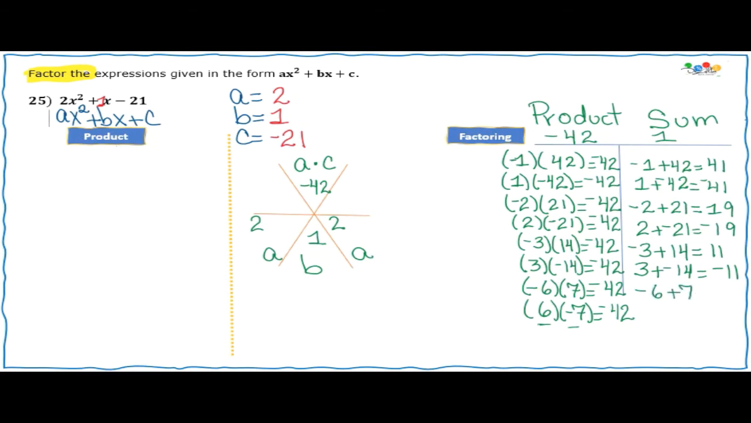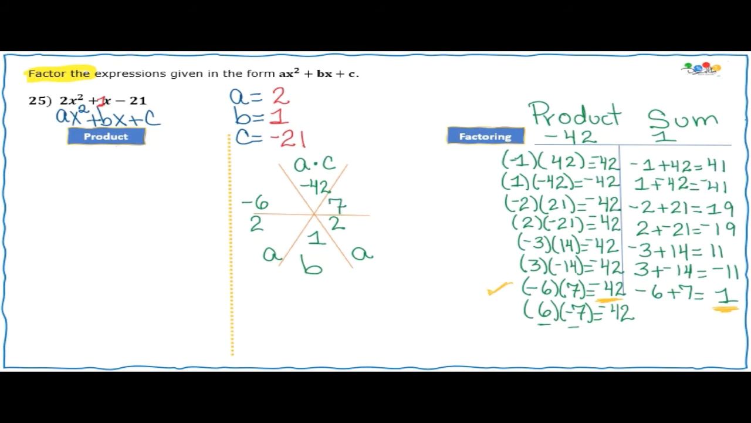What about the next one? -6 plus a 7. What do I get? Positive 1. And what do we say? Yes, we say bingo, right? Because those are the numbers that I was looking for. I wanted a product of -42, which I got, and I wanted a positive 1, which I got. So I'm going to write my factors on my x, right? So I'm going to write down a -6, and on the second one, I write a 7.